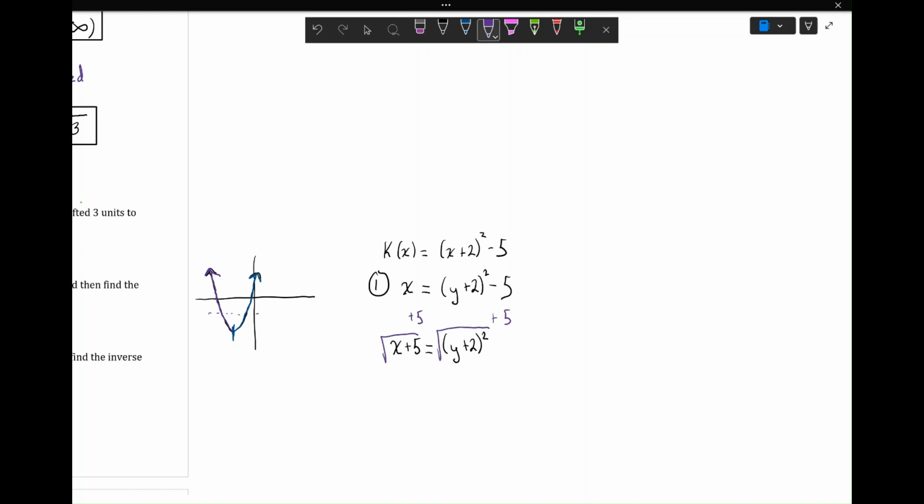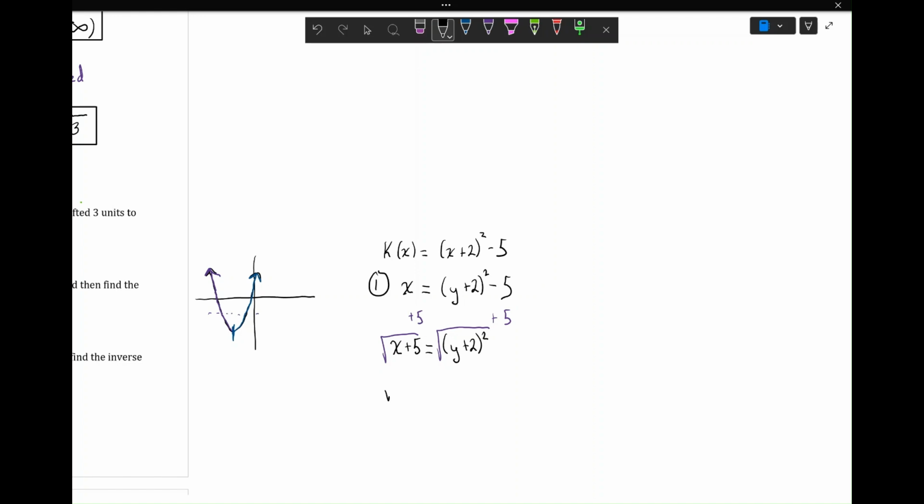This is where our choice of side, if I'm using the right or the left side of the parabola, really matters. Since I'm using the right side, I'm going to take the positive square root. If I took the left side, I'd have to do the negative square root, because that's where each side comes from. The right side is where x plus 2 is positive. The left is where x plus 2 is negative. So I square root both sides.